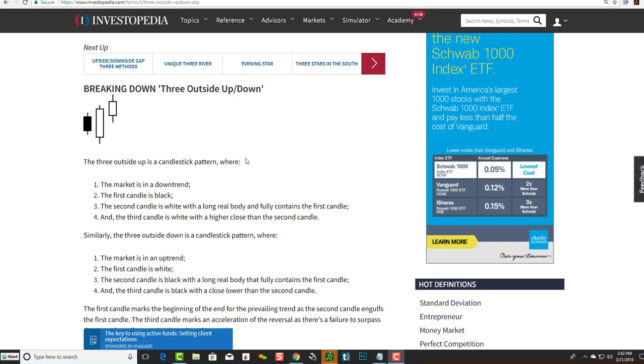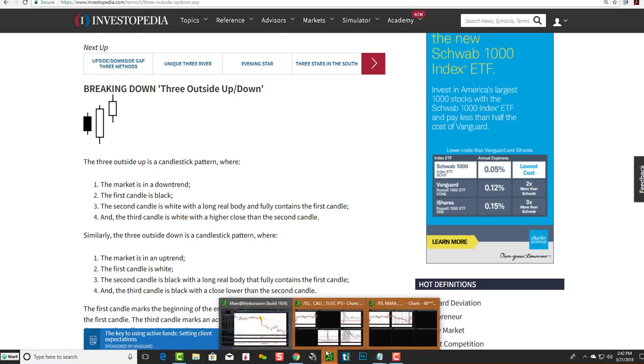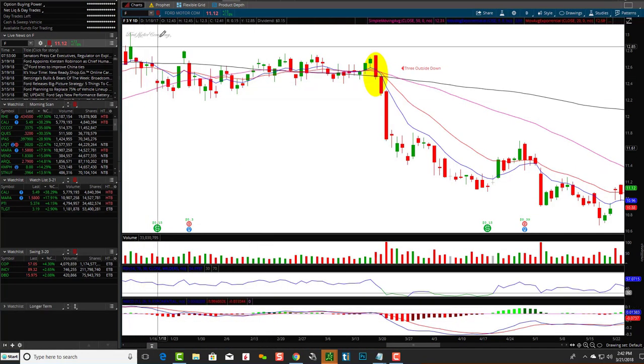So let's look at several different 3 outside down patterns. I get confused with all these patterns. Sometimes there's 3 inside up, 3 inside down, 3 outside up, 3 outside down. So this is 3 outside down, right? So let's go take a look at several real world examples.